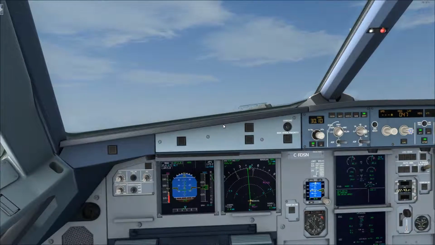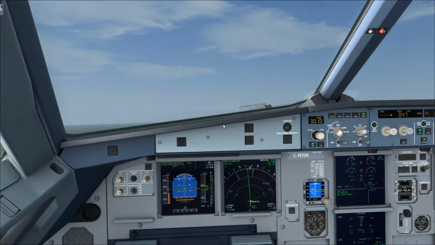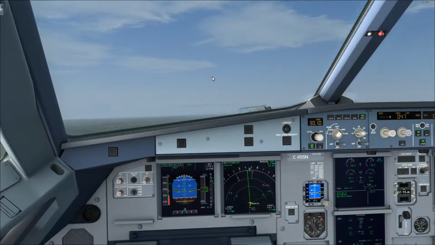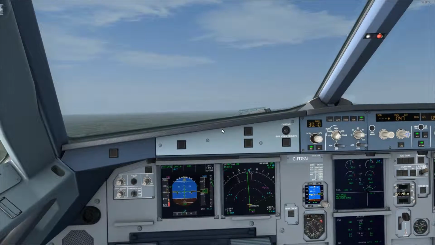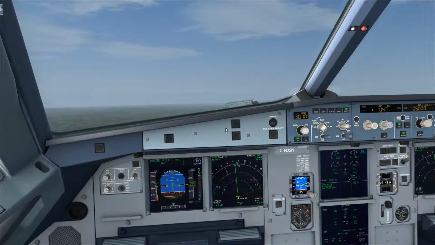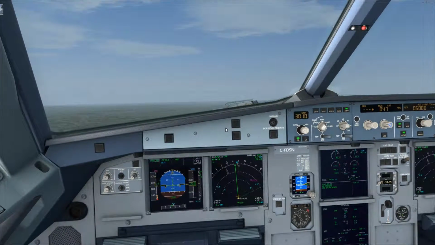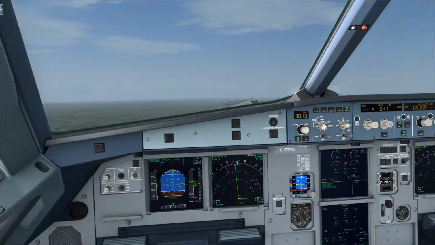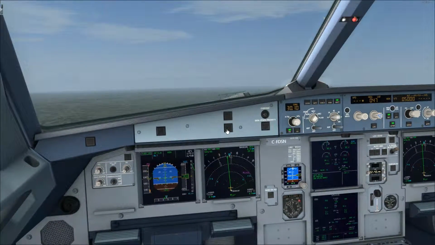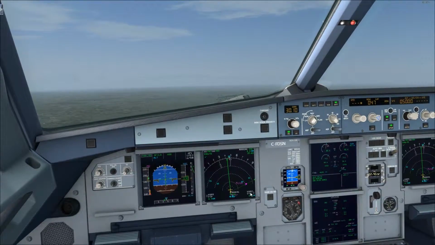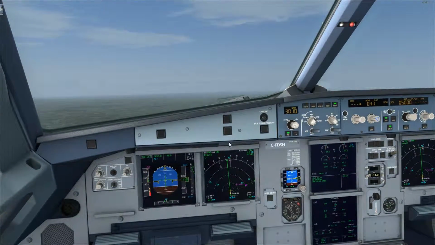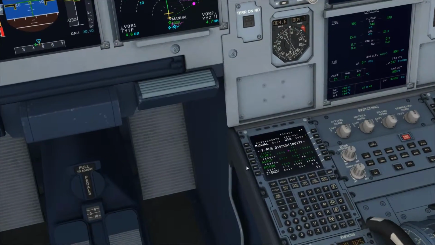Okay, so we're reducing to climb thrust. And we're climbing out on a heading of 047. And no turns below 3,000 feet. We're at 2,600. And do not climb above 5,000 feet. So somewhere between 3,000 feet and 5,000 feet we can expect vectors. Okay, bringing flaps up. And this is our first waypoint, Alcut.